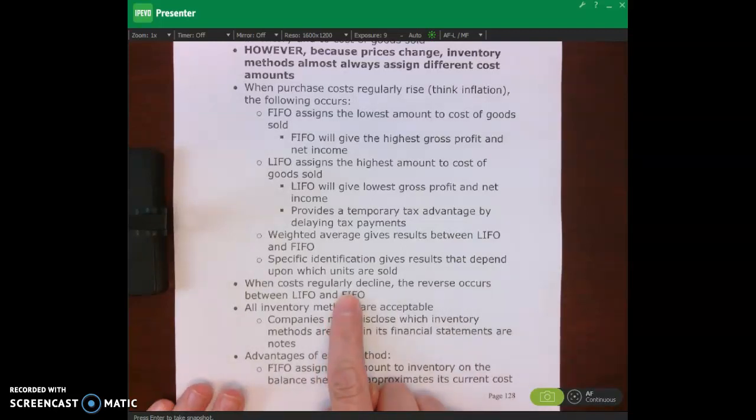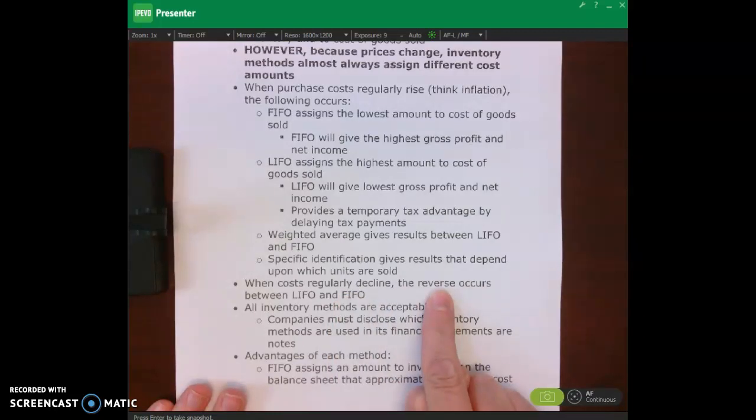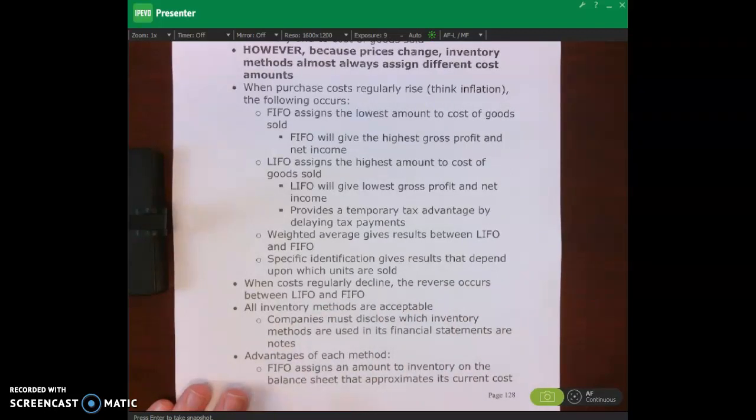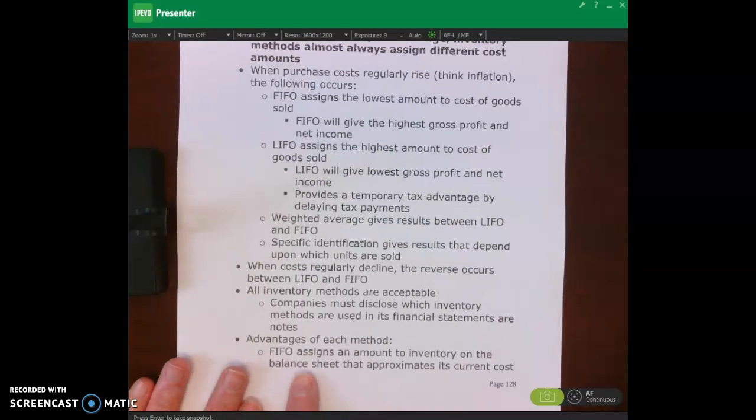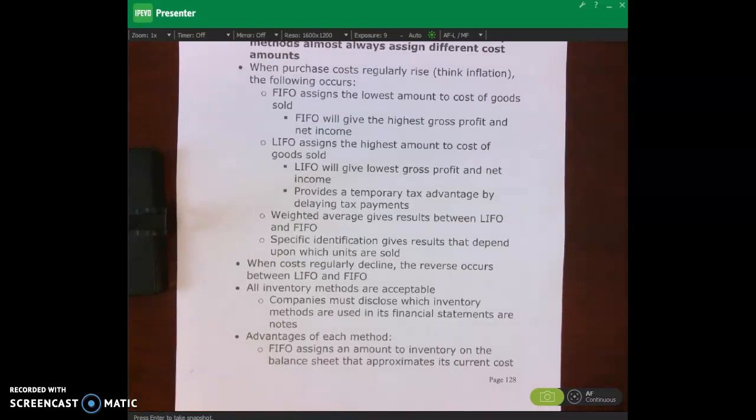Now, if we have a deflationary situation, deflation where prices are declining, the reverse occurs between LIFO and FIFO. All inventory methods are acceptable, but the companies need to disclose which one they use per the full disclosure principle. When we talk about some advantages of each method, FIFO will assign an amount to inventory in the balance sheet that approximates its current cost. Okay, that's because the most recent costs with FIFO show up in ending inventory. So ending inventory says this is our most recent cost.